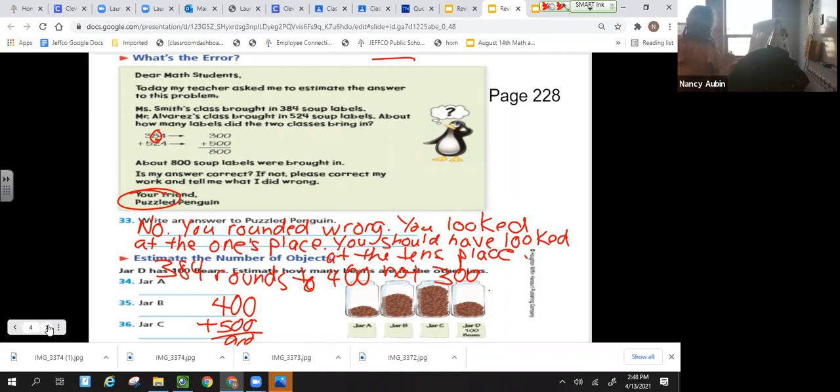384 rounds to 400, not 300. 400 plus 500 equals 900. All right, I'll take yours. Thank you. I'm going to collect yours when you have fixed. Hold them up. Did you fix it?